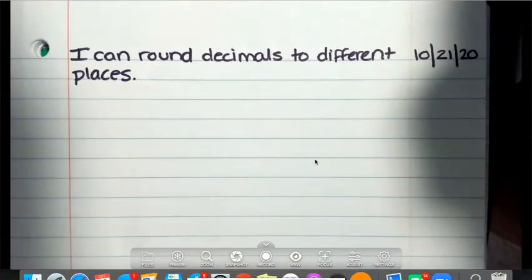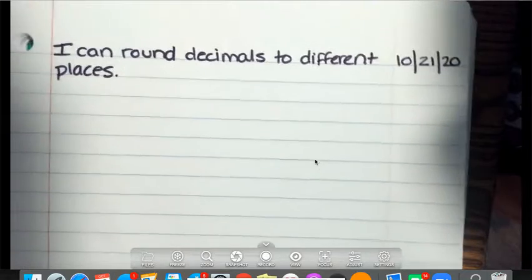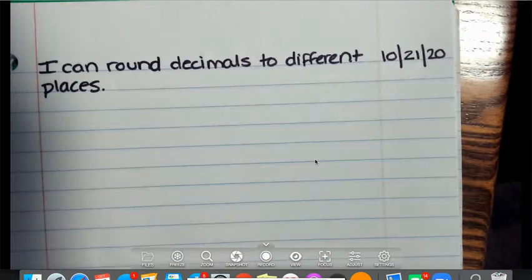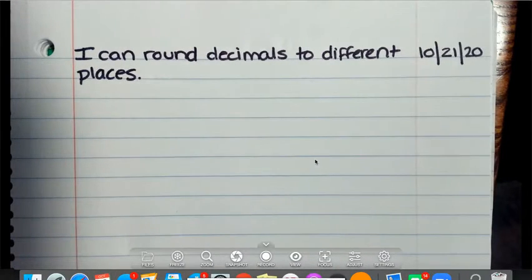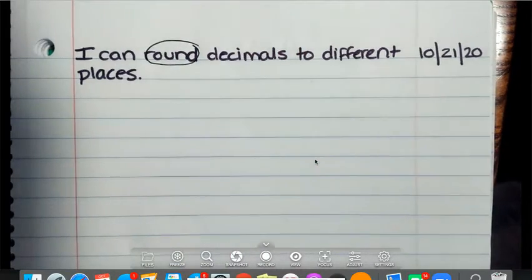We're going to be talking about rounding decimals. So, rounding decimals. You may remember rounding from 4th grade and from 3rd grade. Rounding means to kind of find an average or what's close to it.